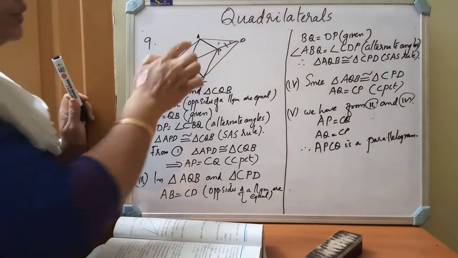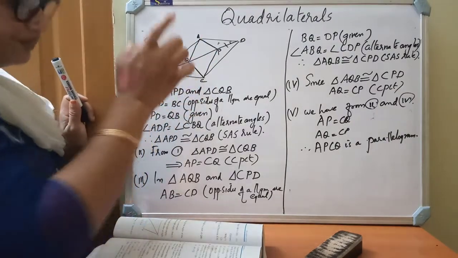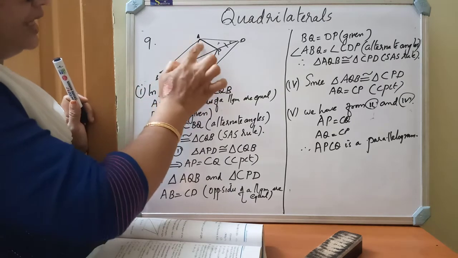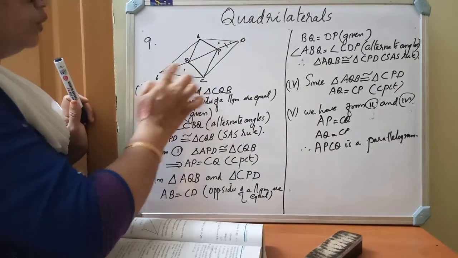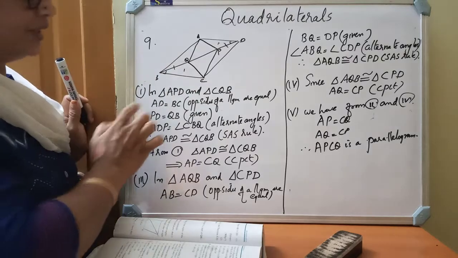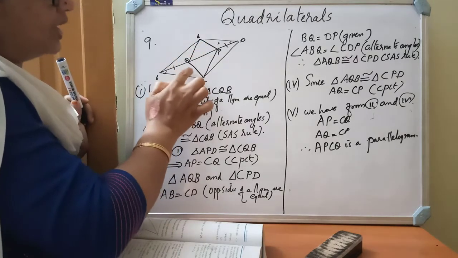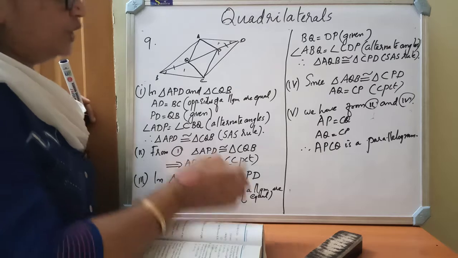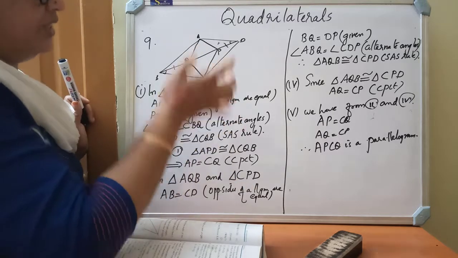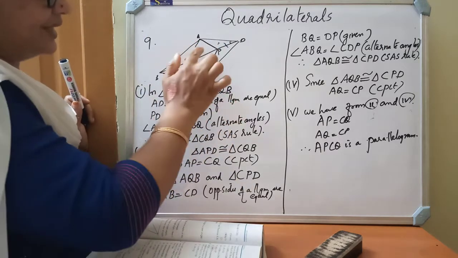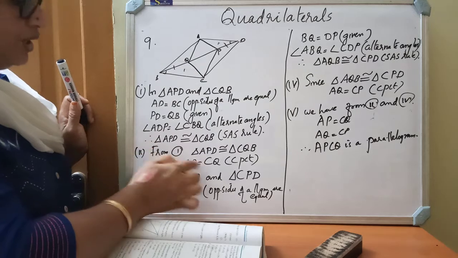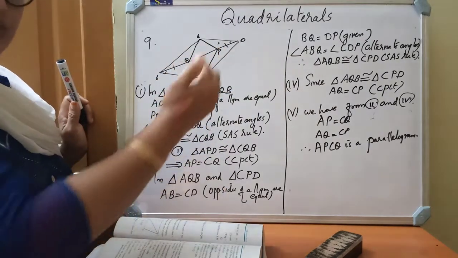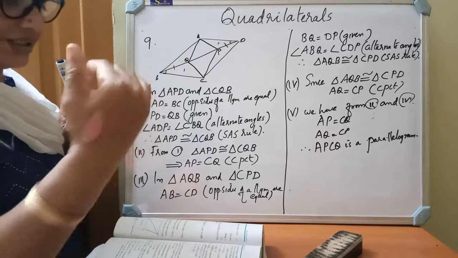They ask you to prove that AP is equal to CQ. See that APD and CQB are two congruent triangles. So AP and CQ are equal by CPCT, corresponding parts of congruent triangles, no children. So from the first result we can conclude the second result, AP is equal to CQ, CPCT, because these two triangles are congruent. So second part over.